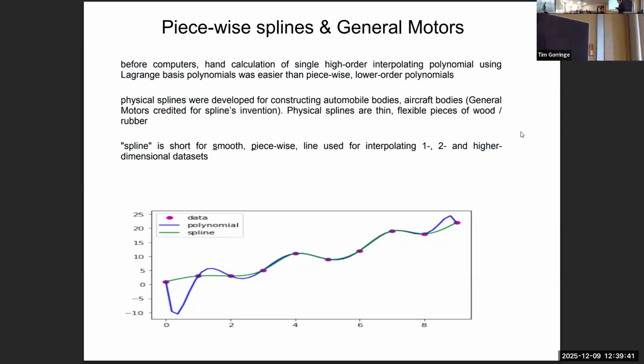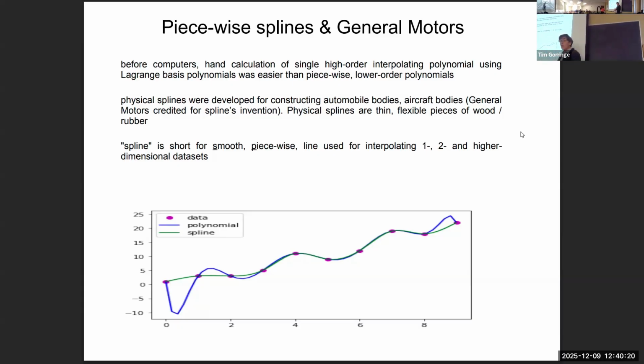So these piecewise splines actually initiated before computers. Piecewise splines were done mechanically to form smooth curves if you use strips of wood or strips of plastic. And so this piecewise splines idea is credited to General Motors.